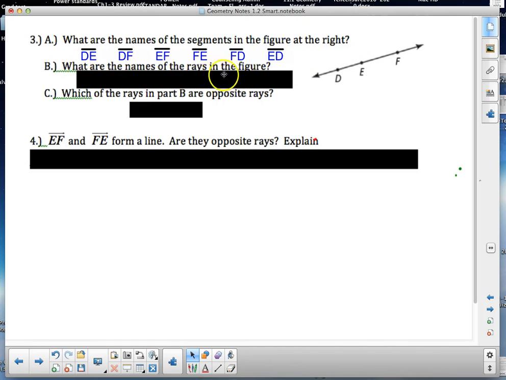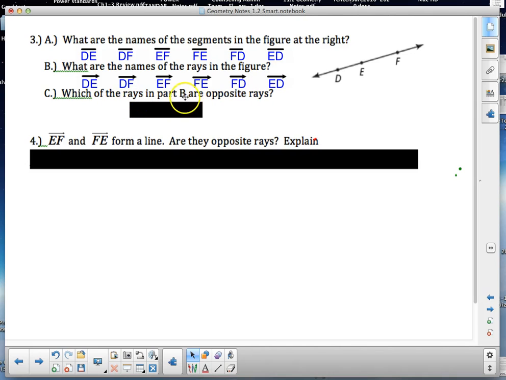Now, what are the names of the rays in the figures? Well, they're pretty much the same names, except now I'm going to be talking about rays in the direction, because I could go ray ED and ray EF and ray DF and ray FD. Okay, so I got ray DE, I've got ray DF, I got ray EF, I got ray FE, and I got ray FD, and I got ray ED. Okay, so keep in mind how many times and ways I can do these things.